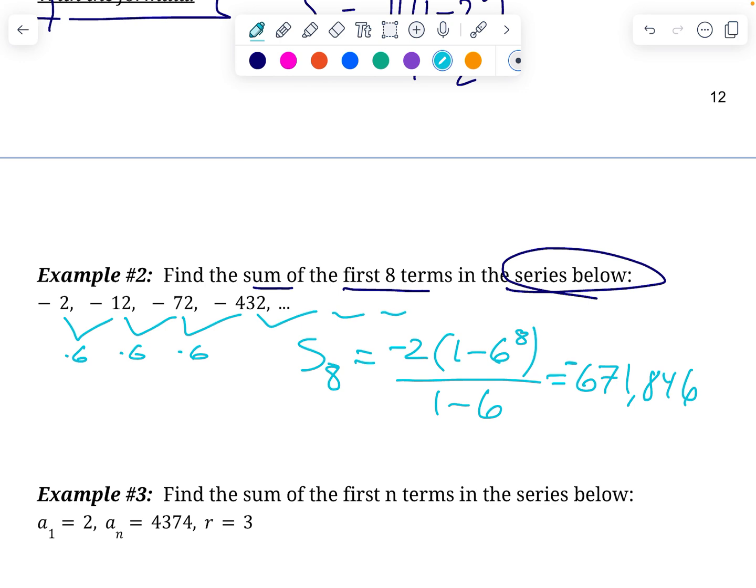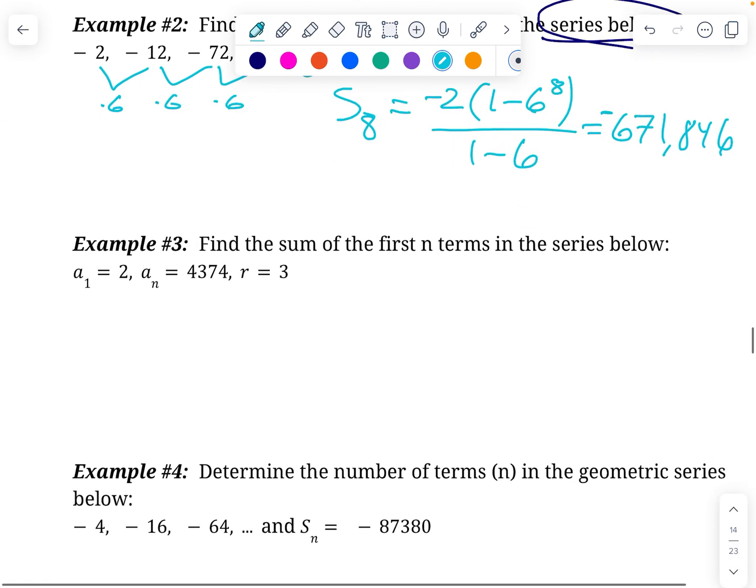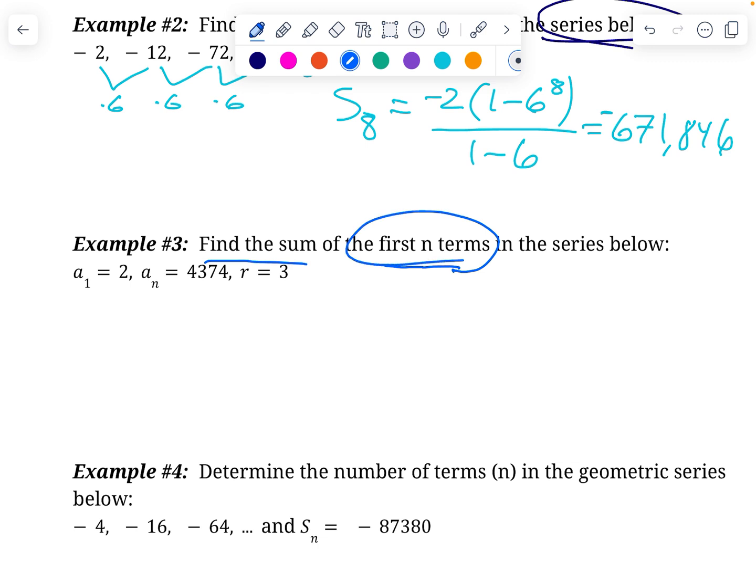Cool? Okay, moving forward. Next problem. They get increasingly hard, okay? It says, find the sum of the first n terms in the series below. That's kind of weird. What does that mean? Oh, it means they want me to find the sum of a certain number of terms, but they're not telling us the number of terms.